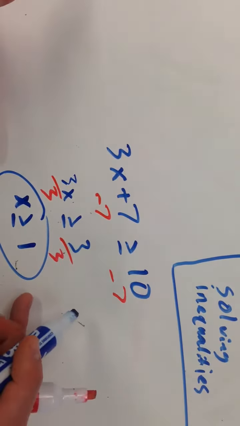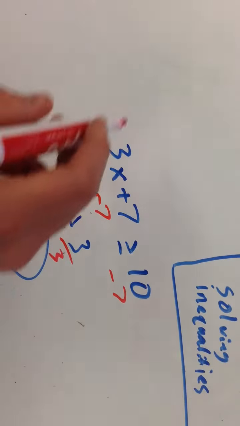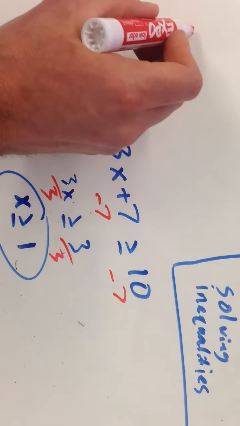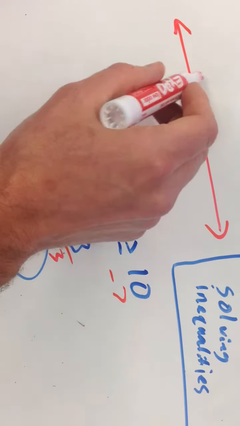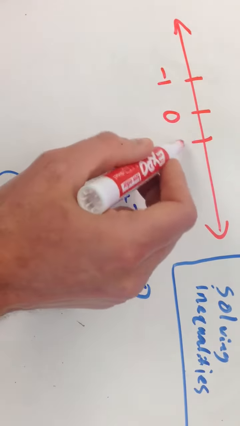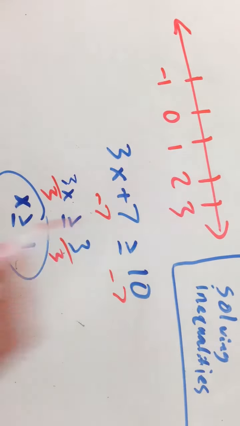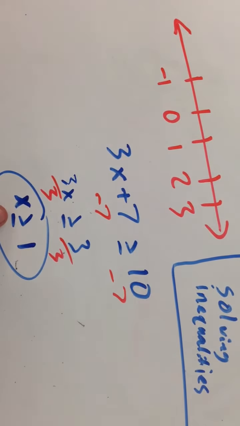So this is a fine answer, but a lot of times we're going to be asked to put it on a number line. So on our number line, it'll look like this, right? And we'll have -1, 0, 1, 2, 3. We want to graph this thing. Now, here's my spot at 1.